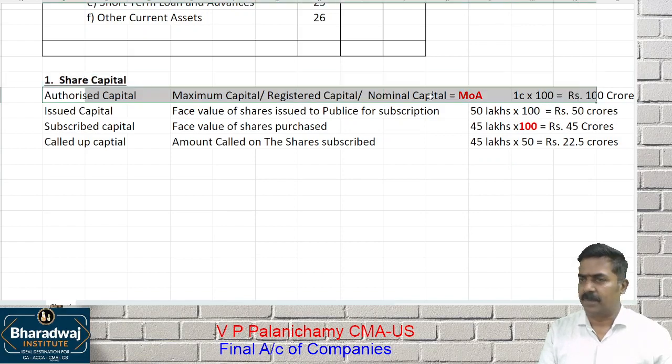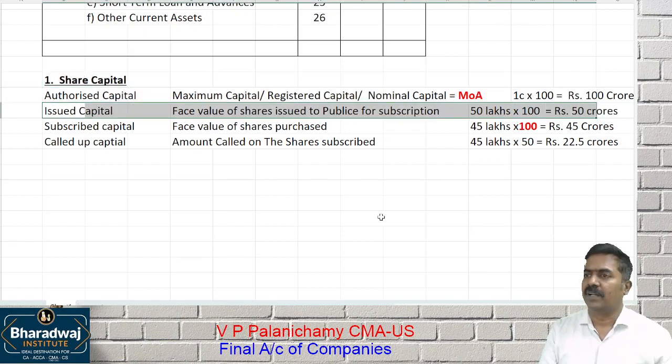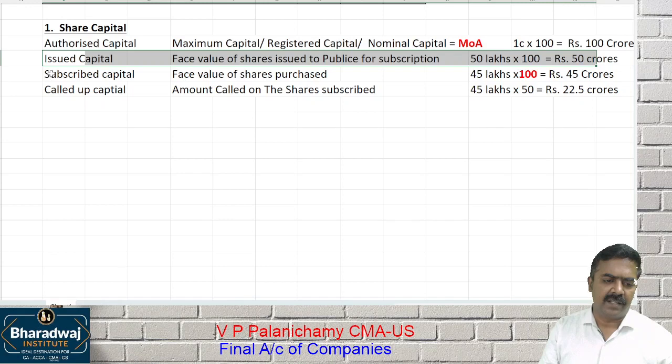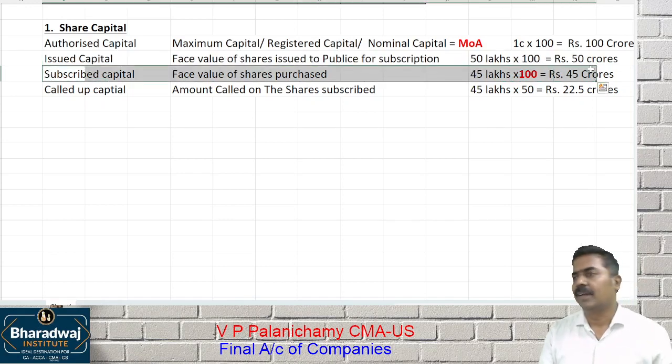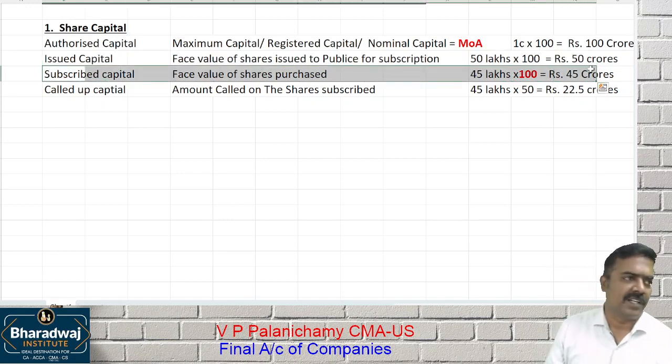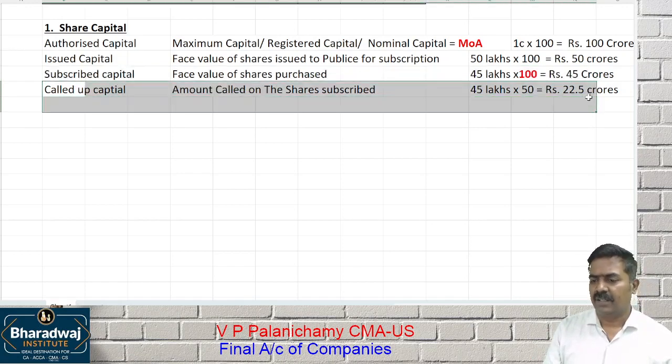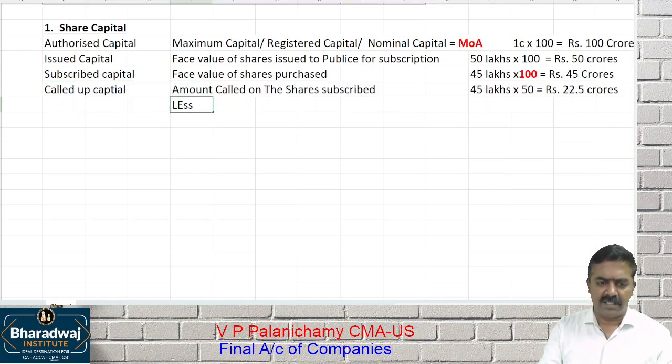Once again, authorized capital is the maximum capital. Issued capital is nothing but what? The value of shares issued to the public. Subscribed capital is nothing but the amount of shares purchased by the public. How much is asked by the company? That is called which capital? Called up capital. In that, some calls in arrears can be there.